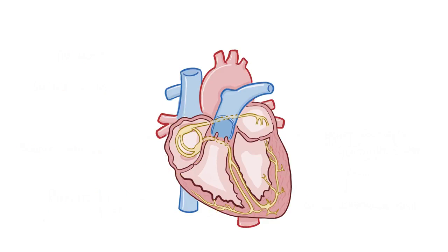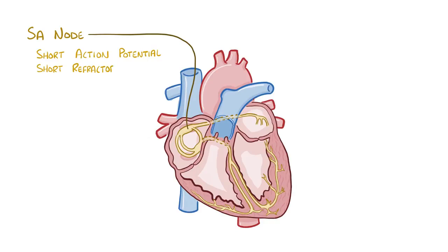One really cool thing about the heart is that if the pacemaker cells in the SA node fail to fire, there's not only a plan B, but a plan C and plan D as well. Pacemaker cells in the SA node have short action potentials and short refractory periods. So right after depolarizing, they want to depolarize again. That's called the firing rate. And at rest, the SA node has a firing rate of 60 to 100 depolarizations per minute.